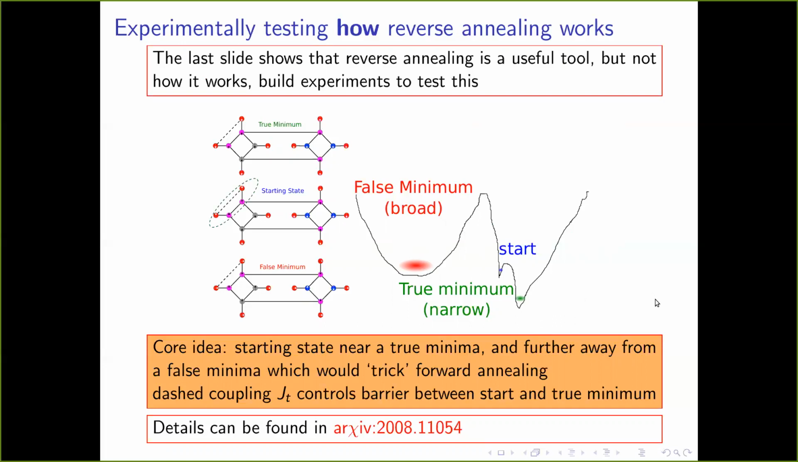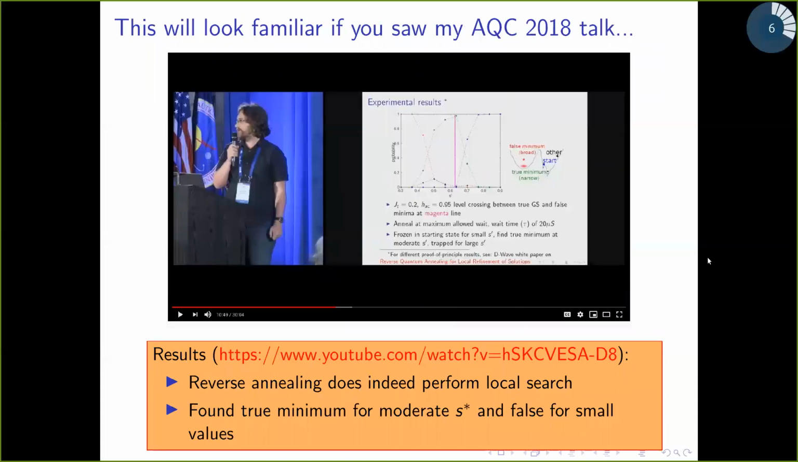I'm not going to go through the details of how this Hamiltonian is actually engineered. This is the spin Hamiltonian we use. The details can be found in our arXiv paper. We didn't just come up with this out of the blue. It is inspired by some previous work by others, which again, you can find details of in our arXiv paper. So if you saw my AQC 2018 talk, this will look very familiar. I actually showed preliminary results on the same experiments during that talk.